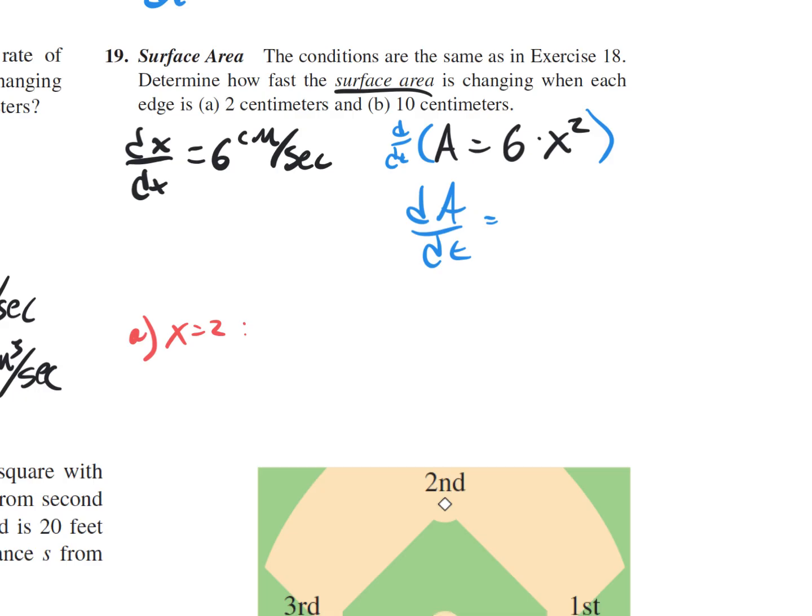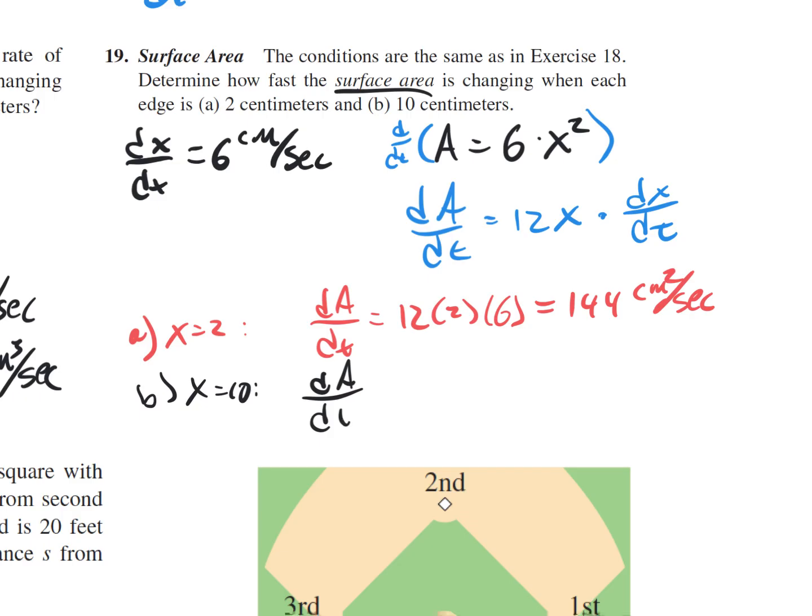All right, what about B? We have when x is 10, the change in the area should be 12. Using our formula here, dA/dt, 12 times x, which is 10, times 6. So that's 120, well, let's see, whatever, 6 times 12 is 72, times 10 is 720. And so that is, again, square centimeters per second. Okay?